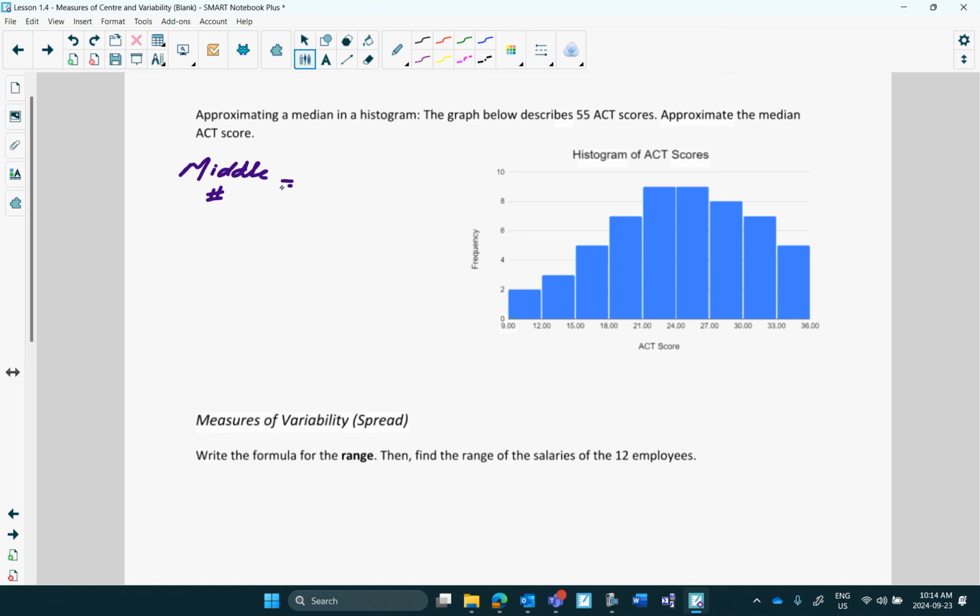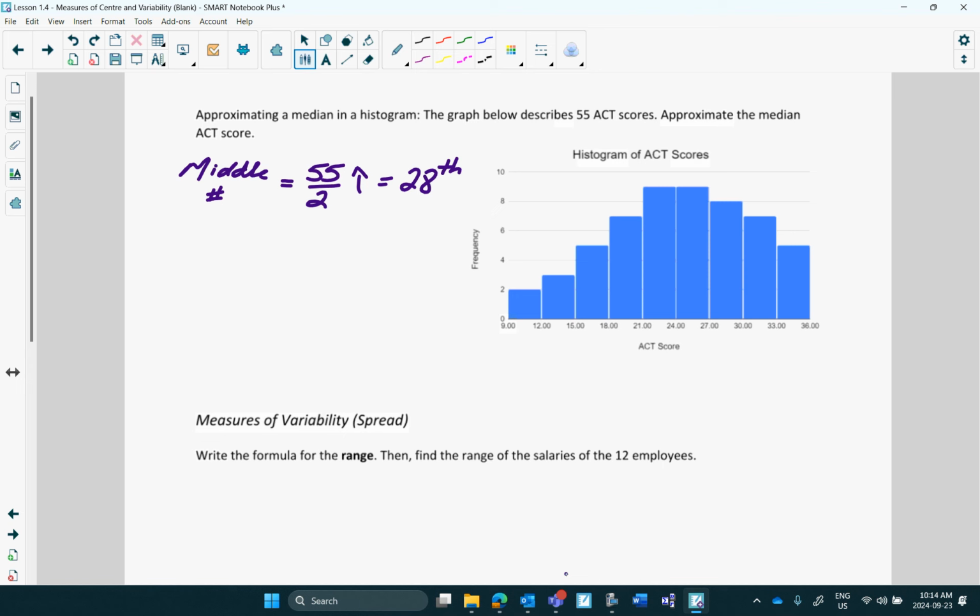Well, 55 divided by 2 and round up. 55 divided by 2 is 27.5. The 28th number will be the median. It's an odd number of numbers, so therefore there's only one median. So how do we count 28? Well, look at the frequency.